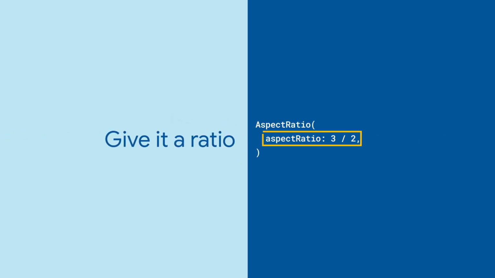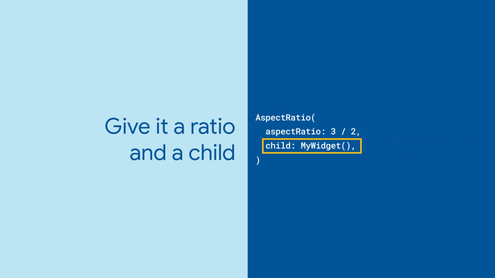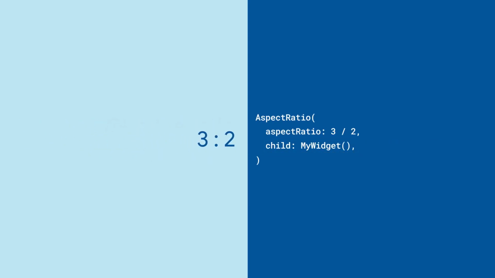You give it an aspect ratio, a child, and, well, that's it. Aspect ratio is the ratio between the width and height of a box. It's often written as a fraction, like 3/2, as in 3 parts of width to 2 parts of height.